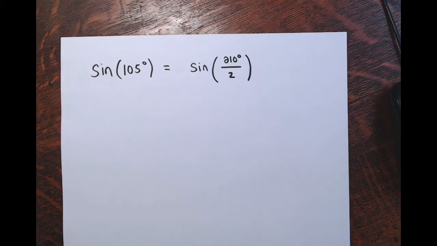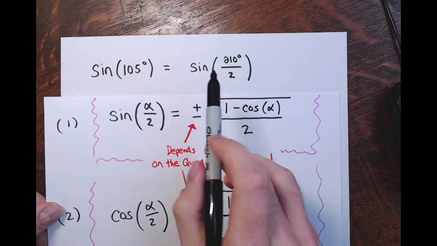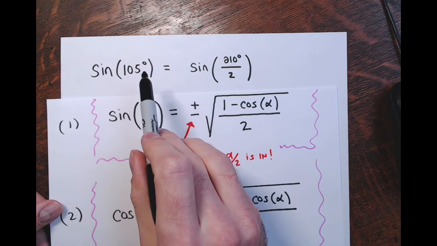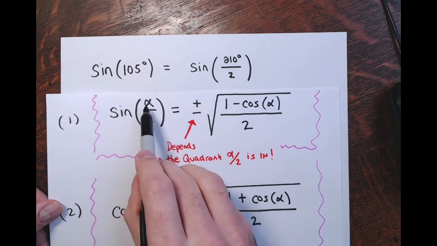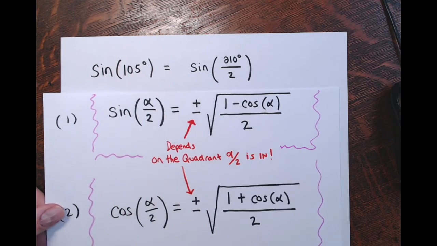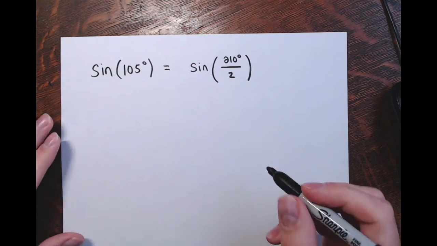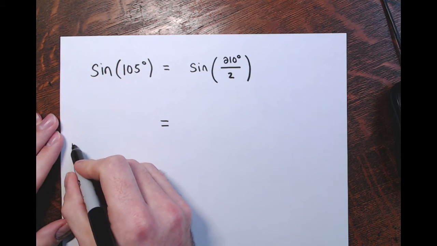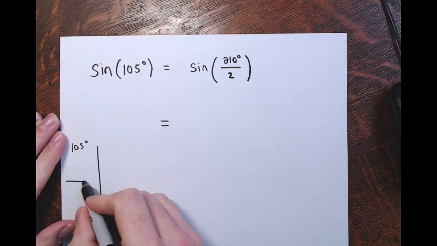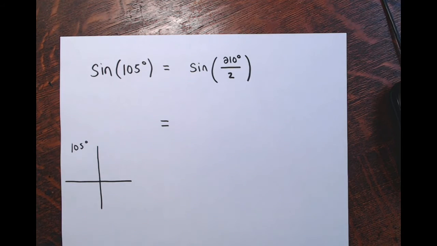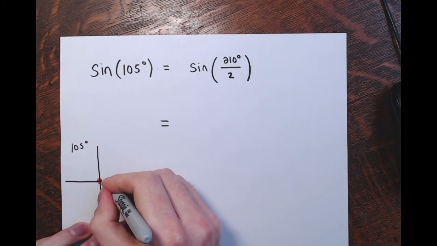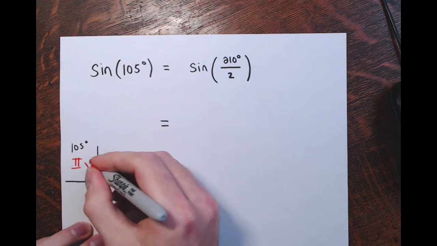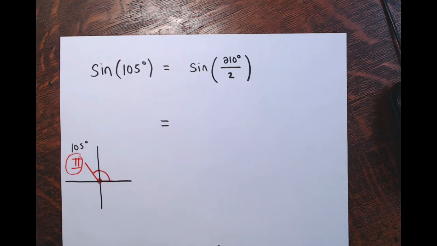So back in my formula, the alpha is 210. 105 degrees is half of 210. So the alpha in my formula is 210 degrees. So using this now, you got to think plus or minus. Now think, the angle is 105 degrees. If I draw 105 degrees in standard position, what quadrant are you in? Well, there's 90 and then another 15 degrees. You're definitely in quadrant 2. 105 degrees is in quadrant 2.